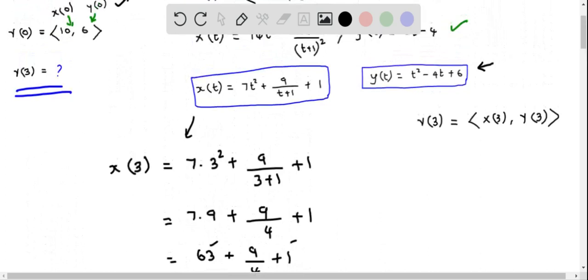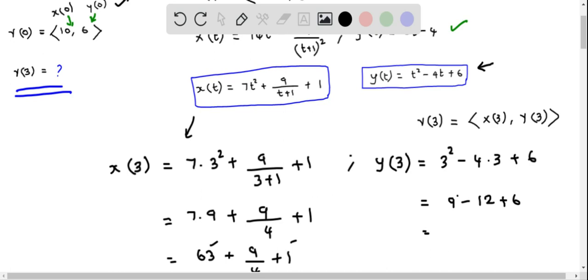Let's now determine y of 3. So I'm going to plug in now t equal to 3 into the y of t equation. So therefore this becomes y of 3, and this equals 3 squared minus 4 times 3 plus 6. So this equals 3 squared is 9. 4 times 3 is 12, plus 6. 9 plus 6 is 15. 15 minus 12 is 3. So y of 3 equals 3.